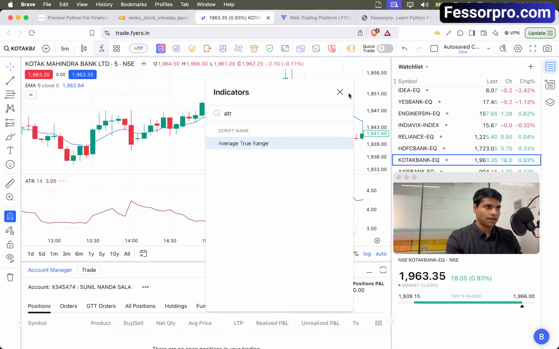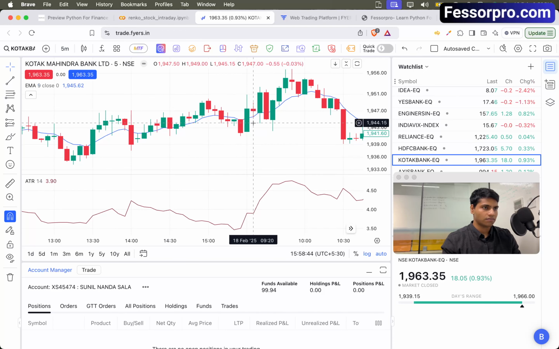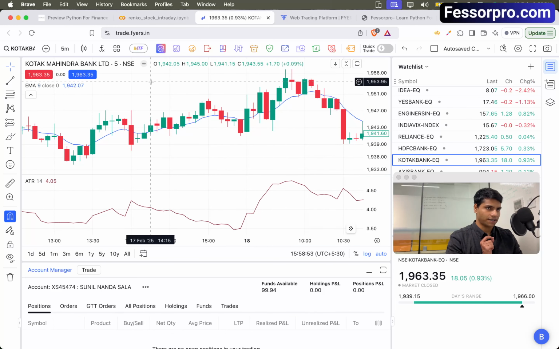Okay. So ATR will calculate the average true range. Average true range means how much a stock is expected to move up or down. So we are going to calculate this on 5 minute for the previous day's data. On the previous day, 5 minute, the ATR is somewhere around 4 rupees, right? So this 4 will be my brick size.